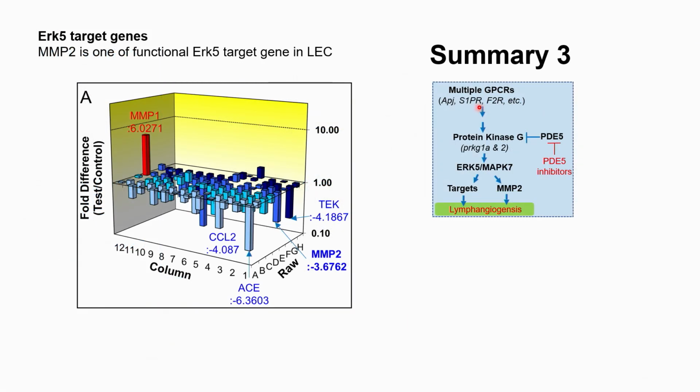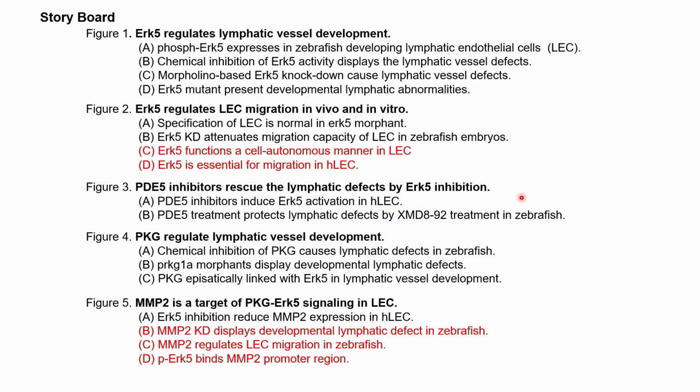We think some GPCR can activate PKG, and ALK5 is a downstream signaling mediator for PKG, and MMP2 is a functional ALK5 target gene for LEC migration. I have a storyboard. I already got many results, but I need some in vitro cell experiments for ALK5, and I also have to start some experiments for MMP2 and lymphatic migration.